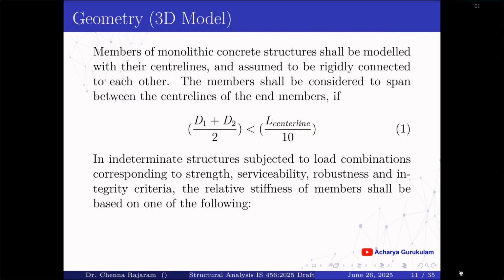Else, the members shall be considered to be flexible up to d1/6 and d2/6 from the face of the two end members, and the rest of the portions of the member within the joint region treated as rigid. In indeterminate structures subjected to load combinations corresponding to strength, serviceability, robustness, and integrity criteria, the relative stiffness of the members shall be based on one of the following.